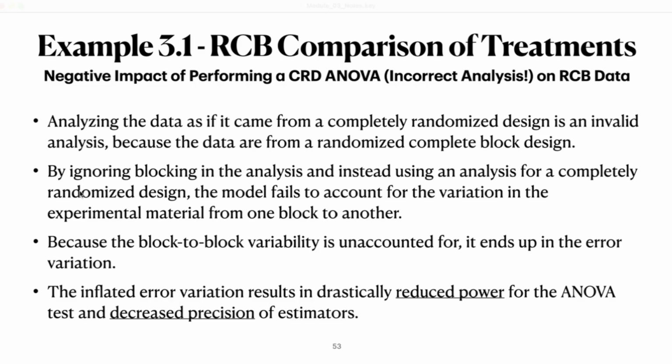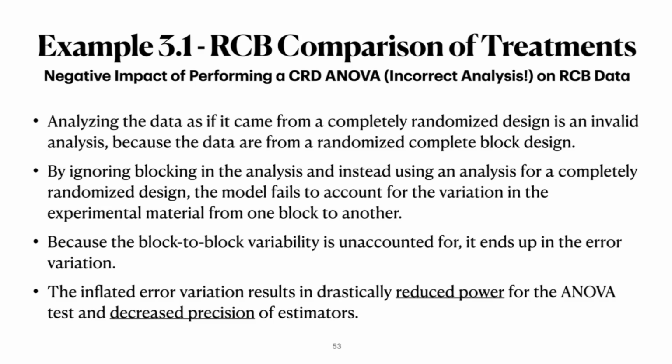So number one, the p-value is not correct. That's what we mean when we say that the test is invalid. We're not going to be able to get a legitimate p-value from an invalid analysis. Now, here's the other thing. By ignoring blocking in the analysis and instead using an analysis for a completely randomized design, the model fails to account for the variation in the experimental material from one block to another. It fails to account for it because there's no term in the model that could potentially account for it.